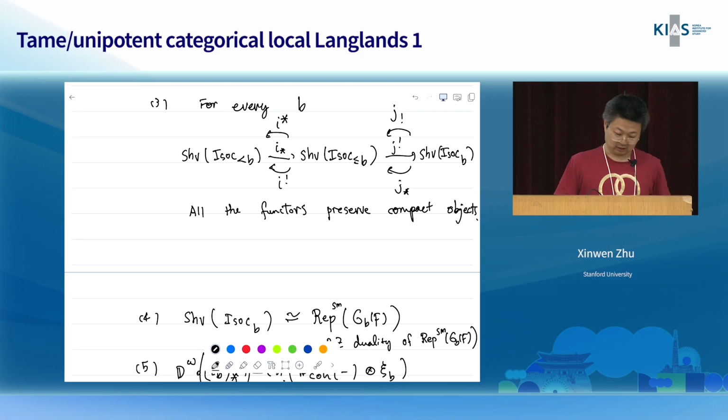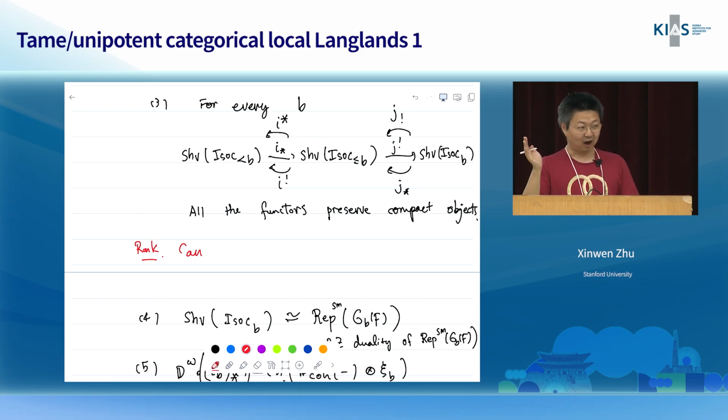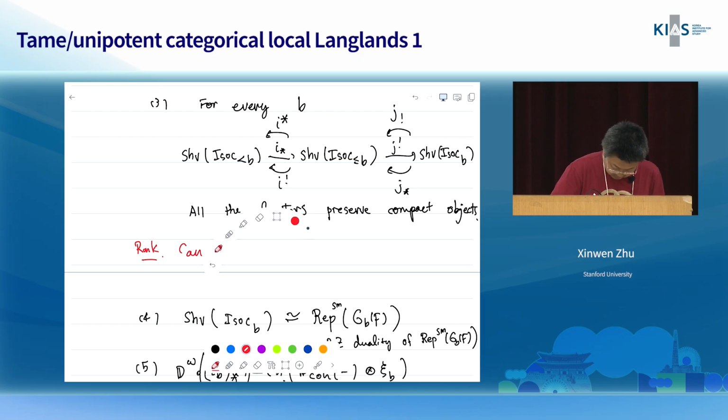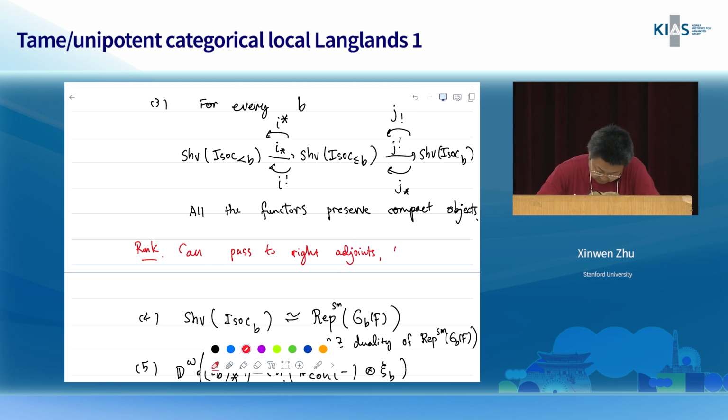So actually this part, this is a remark, one can formally pass to right adjoints, because it's preserved compact objects, their right adjoints are also continuous automatically. And to get the semi-orthogonal decomposition of so-called admissible objects.